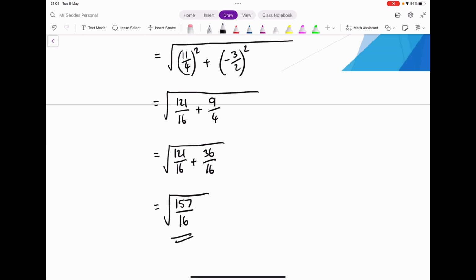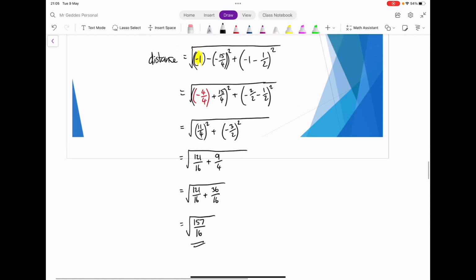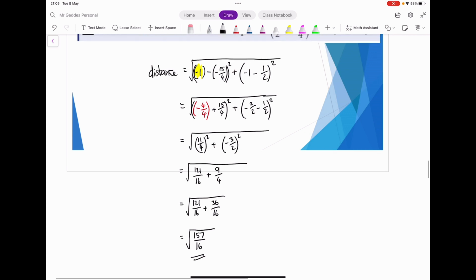That's not a typical answer, but one of the answers that we could get in higher maths could be something as crazy as that top heavy fraction there, 157 over 16, or the square root of 157 over 16. So long as I'm not missing anything there with the square roots, that could be our answer.